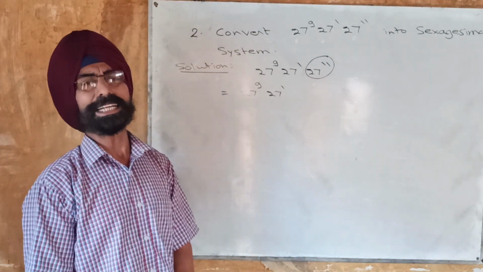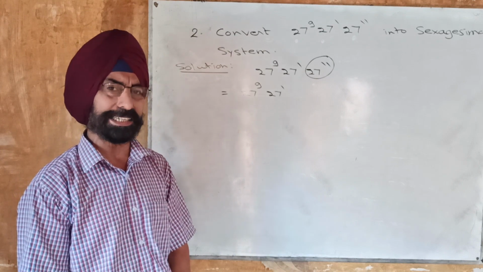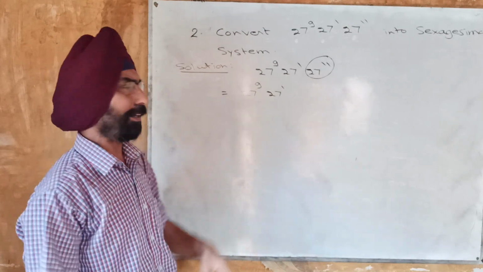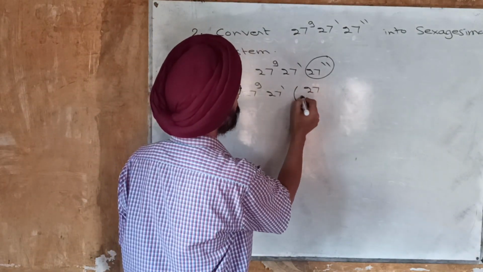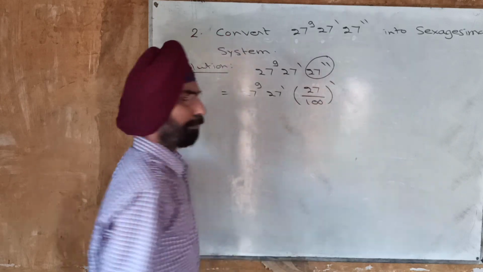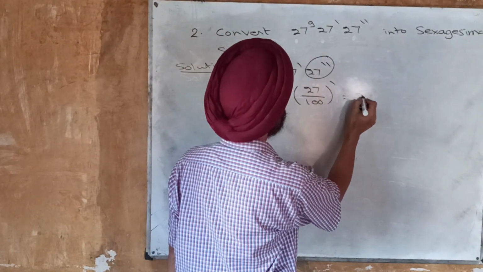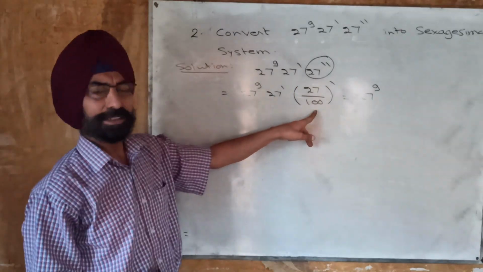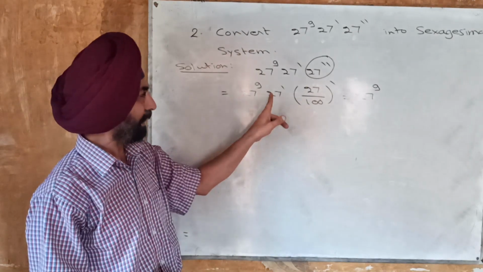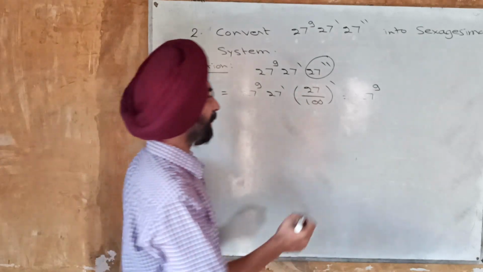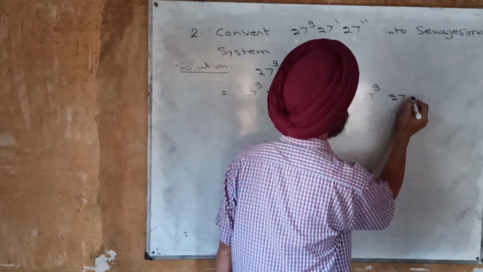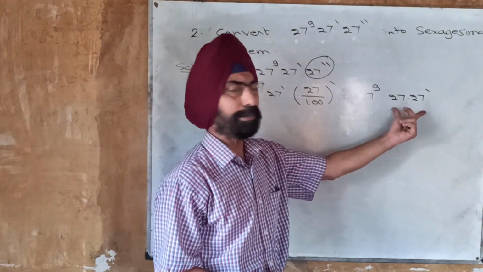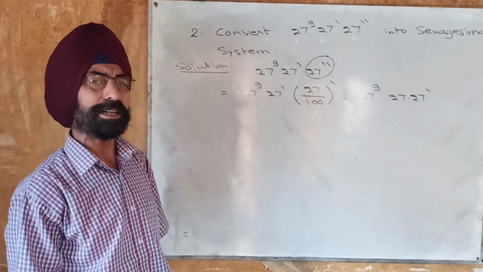We know that 1 centesimal minute is equal to 100 centesimal seconds. So to convert these centesimal seconds into the minutes, we will have to divide it by 100. So it will become 27 upon 100 centesimal minutes. That means we will get 27 centesimal minutes, and here you will get 0.27 minutes. These are minutes, these are also minutes. We will have to add them, and adding it will become 27.27 centesimal minutes. And now these centesimal minutes will be converted into the centesimal grades.